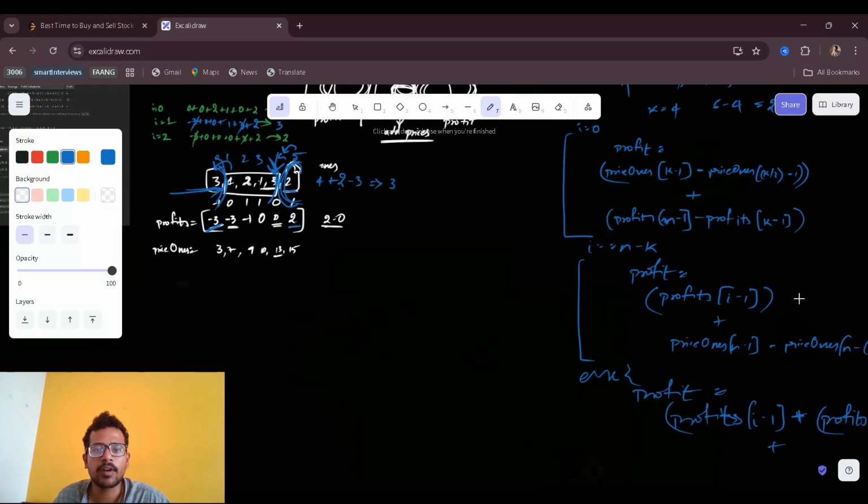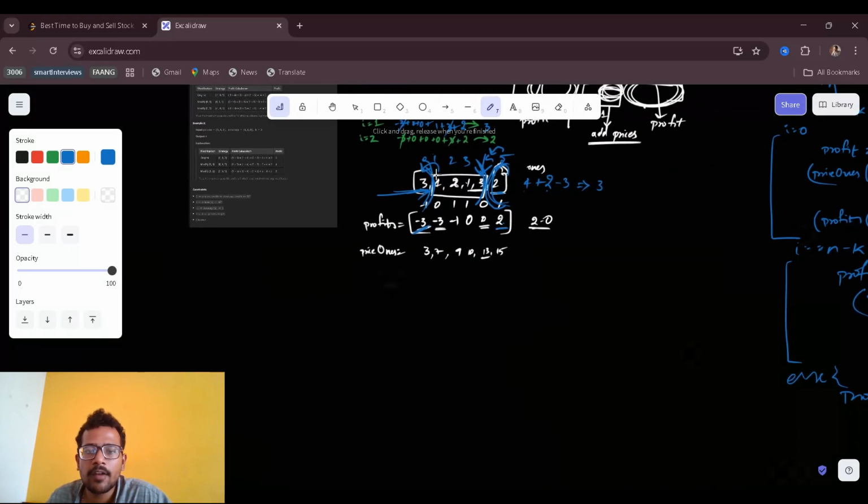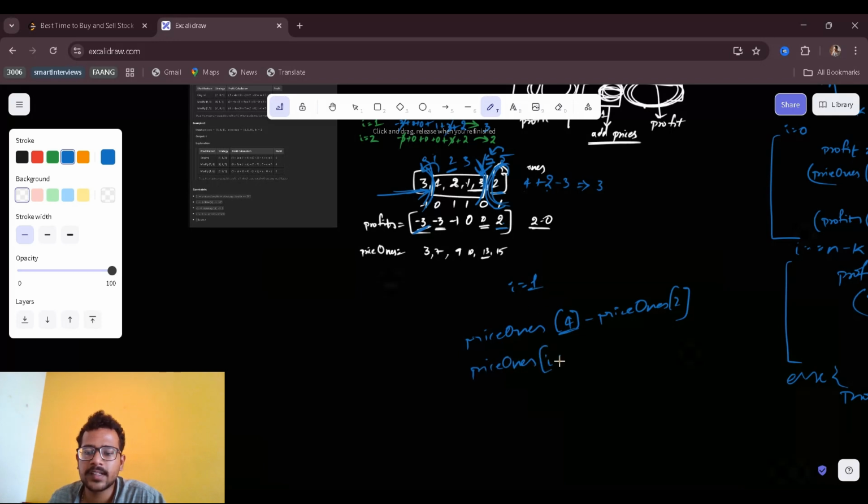Now how do I get the prices ones here? So here I am having till 2. So 4 is nothing but I is equal to 1. Now I need 4 minus 2, nothing but, let us say, prices ones of 4 minus prices ones of 2. How do I get this 4? I is equal to 1, right? So I get it by I plus k. 1 plus 4 is 5, minus 1, I get 4.